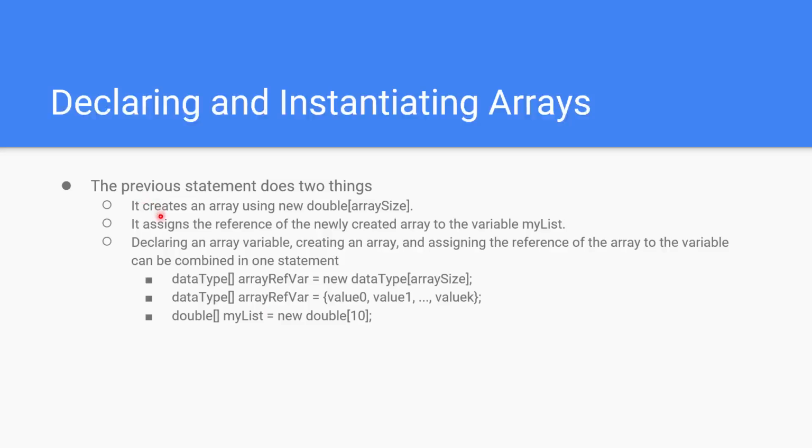So the previous statement does 2 things. It creates an array using the new keyword, and we have an array of double data, and we would have the array size. It assigns the reference of the newly created array to the variable mylist. Declaring an array variable, creating an array, and assigning the reference of the array to the variable can be combined all in one statement. So we can see it all here, just different ways to go ahead and do that.